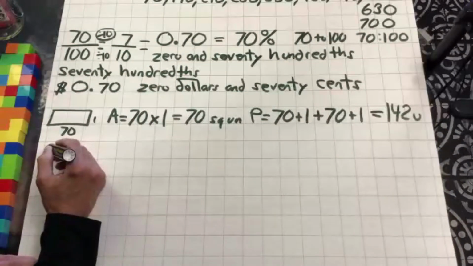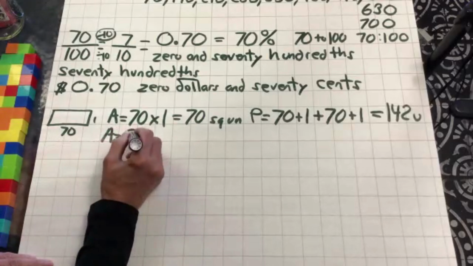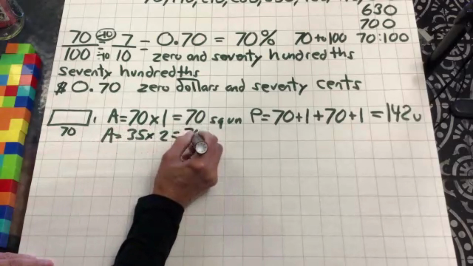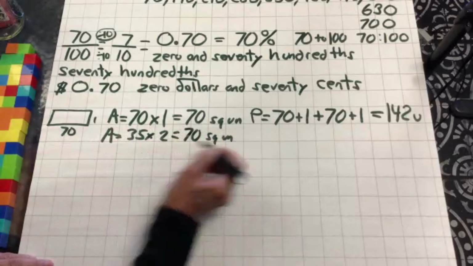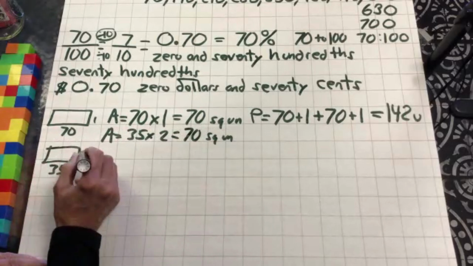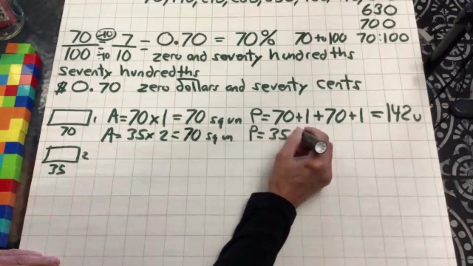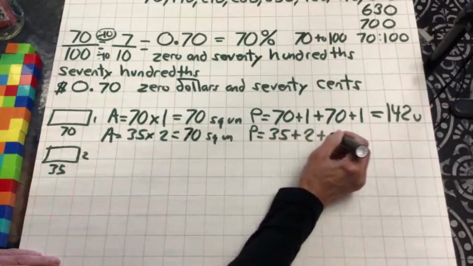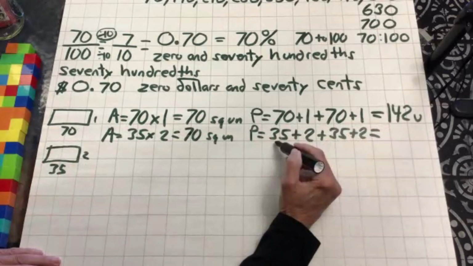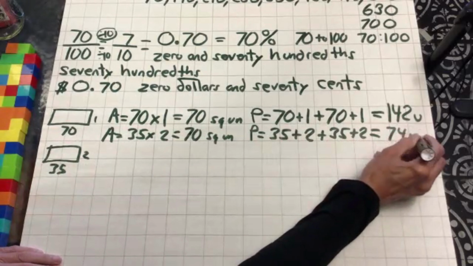Let's go on to the next one, which would be a 35 by 2 equals 70 square units. So that would be a box like this, 35 by 2. And our perimeter would equal 35 plus 2 plus 35 plus 2, which equals, well, 2 35s is 70. 4 more is 74 units.